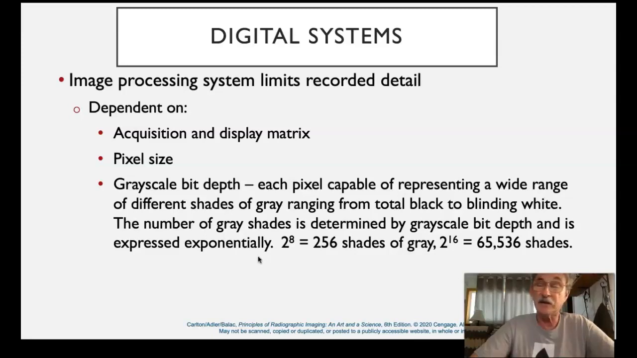If you're unfamiliar with your calculator function, you can take a piece of paper and multiply 2 times 2 times 2 times 2 times 2 times 2 times 2 times 2, and you should come up with 256. Same thing is true with 2 to the 16th, which will be 65,536 shades of gray. Don't do that longhand. Just trust me, it works.